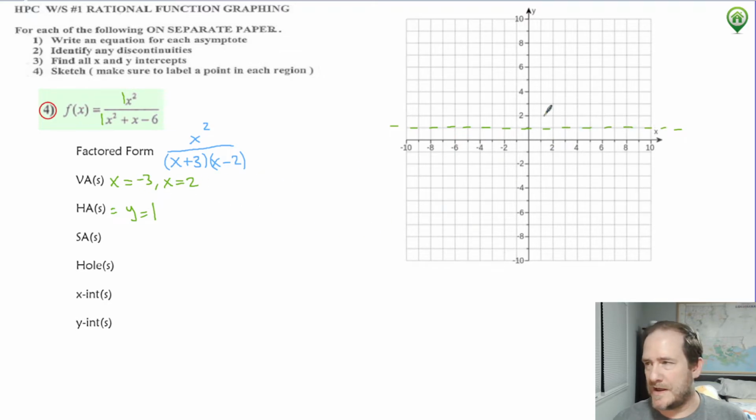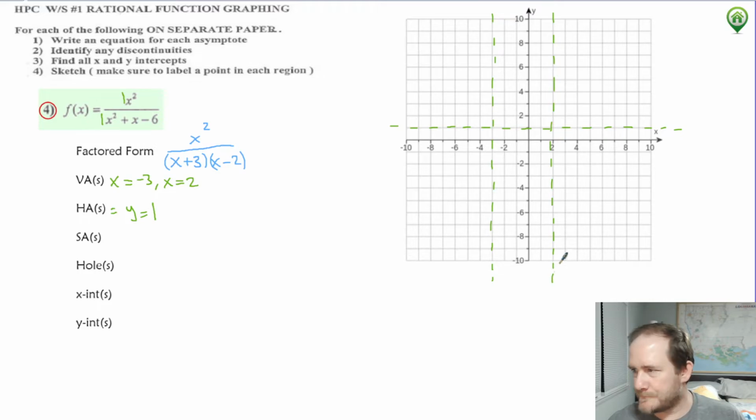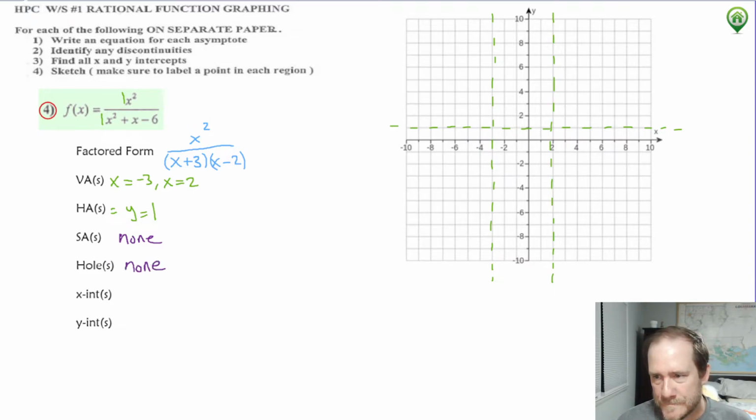And our 2 vertical asymptotes are at negative 3, so right here, and positive 2, so right here. Great. We know that since the 2 degrees were equal, we will not have a slant asymptote, none. We know that since none of these factors are shared factors between the top and bottom, we won't have any holes.